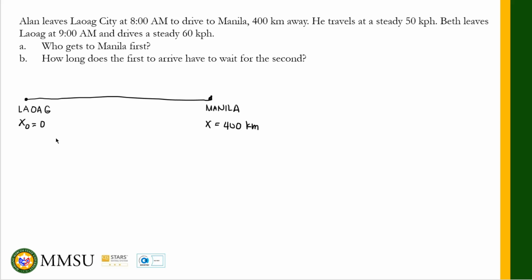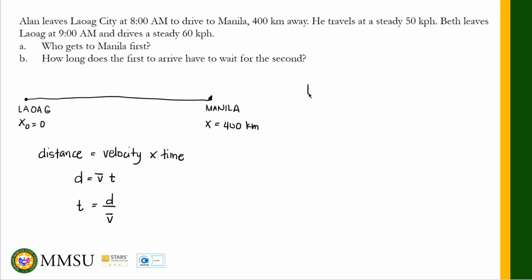So let us solve for the time Alan drove from Lawag to Manila. Remember, for uniform motion, there is only one equation that we use, and that is the distance traveled, which is equal to the average velocity times the time elapsed, delta t, or t. But since in this case we are solving for the time, the equation becomes time is equal to the distance divided by the average velocity.